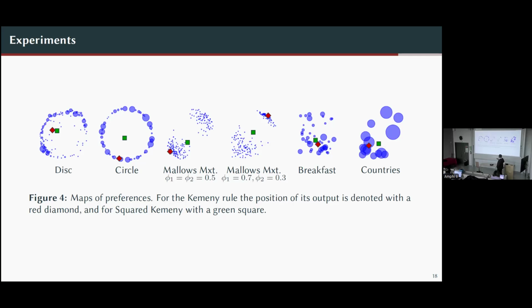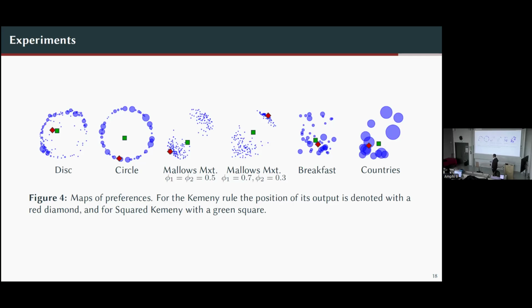Okay, so what's happening here is we're sampling a profile in Euclidean space. So we put alternatives in random locations, voters in random locations. Voters prefer things that are closer to them. And we're putting them in a disk. And I mean, there's no interesting difference between Squared Kemeny and Kemeny on this. So green is always going to be Squared Kemeny, green for good, and red is going to be Kemeny, red for bad.